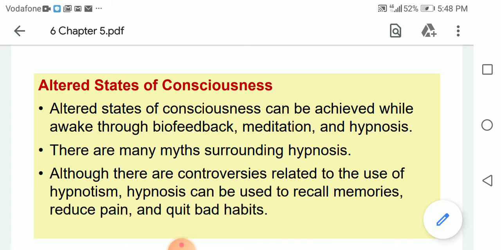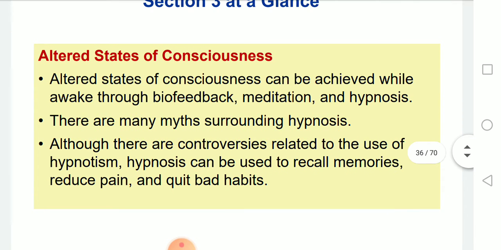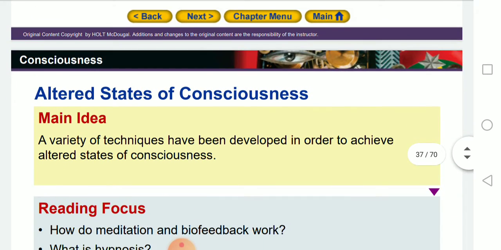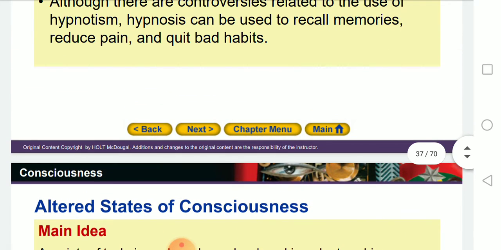Hypnosis. There are many myths surrounding hypnosis. So, what does it mean? Myths here means mistaken thoughts about hypnosis. Although there are controversies related to the use of hypnotism, hypnosis can be used too. We are recalling memories, trying to reduce pain and quitting bad habits. Through what? Through hypnosis.